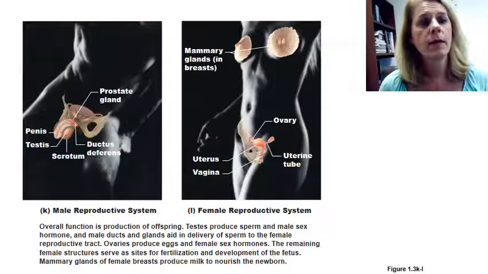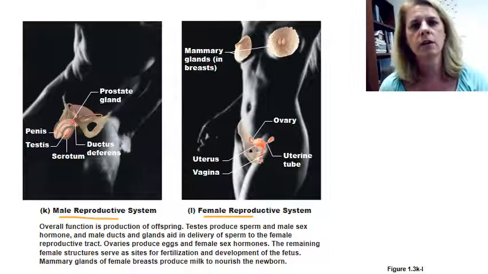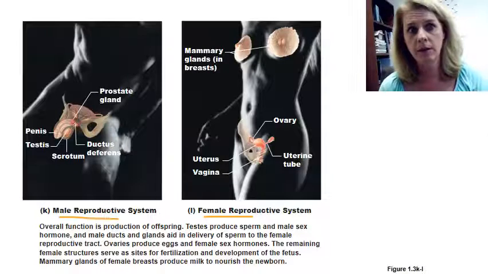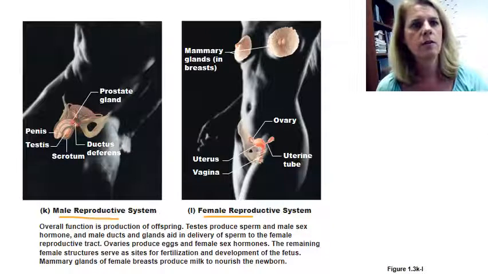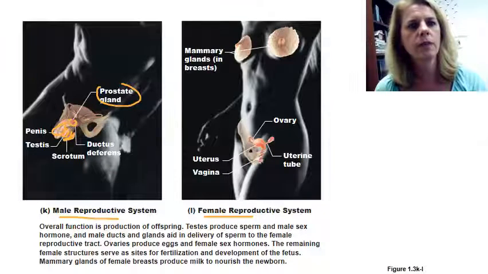Okay, so we have the male and female reproductive systems, and for reproduction, we're talking about the ability to make a baby. For the male, we have the prostate gland, which is just inferior or below the bladder. Here's the penis. The testes, where the sperm are made. The testes are housed in a sac called the scrotum.